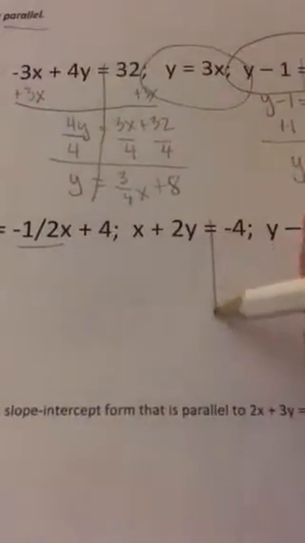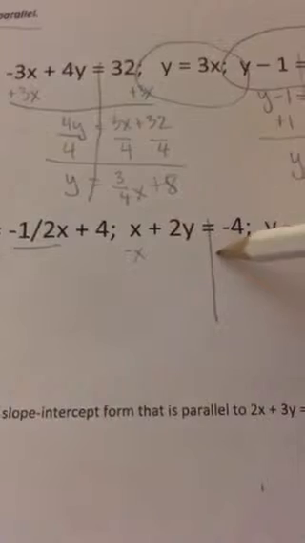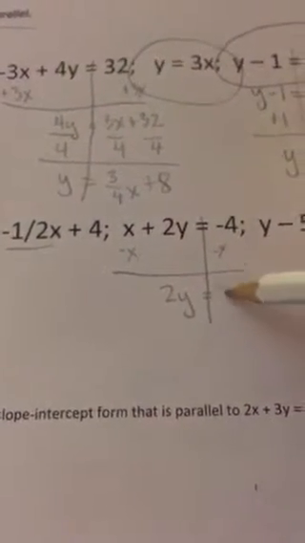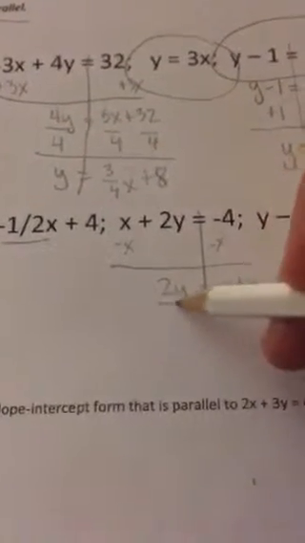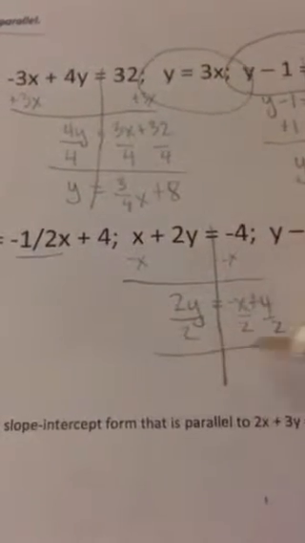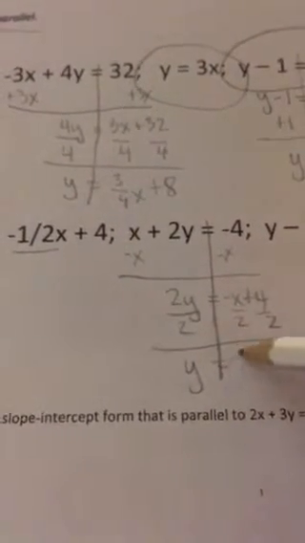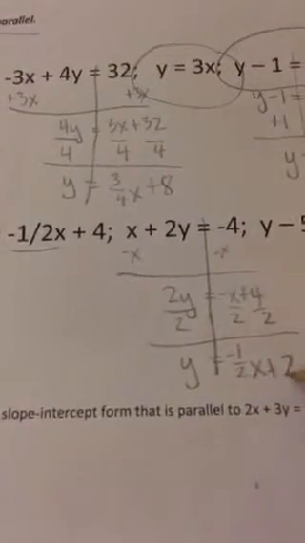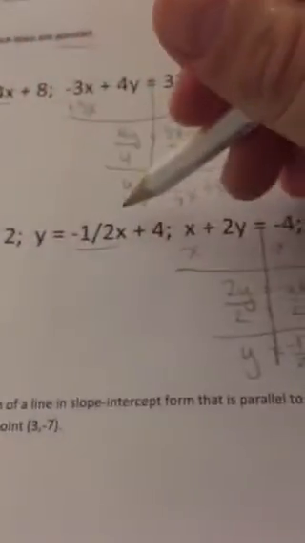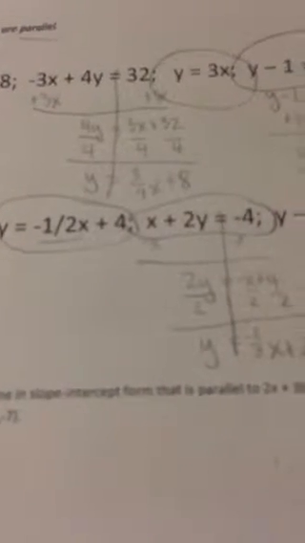For this one, you put it in slope-intercept form, so subtract x from each side. So I'd have 2y equals negative x plus 4. Divide everything by 2. So I'd have y equals negative 1/2 x plus 2. So this one also has a slope of negative 1/2. This one has a slope of negative 1/2, but not that one. They also have different y-intercepts, so this line and this line are parallel to each other because they have the same slope, different y-intercepts.